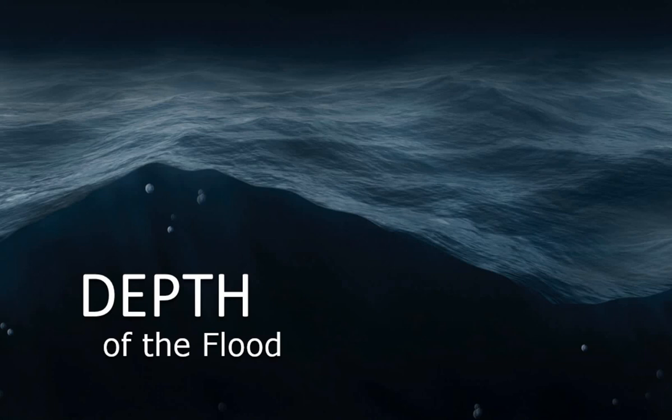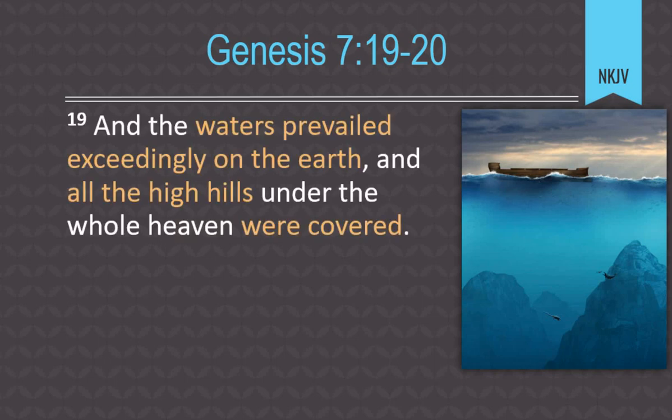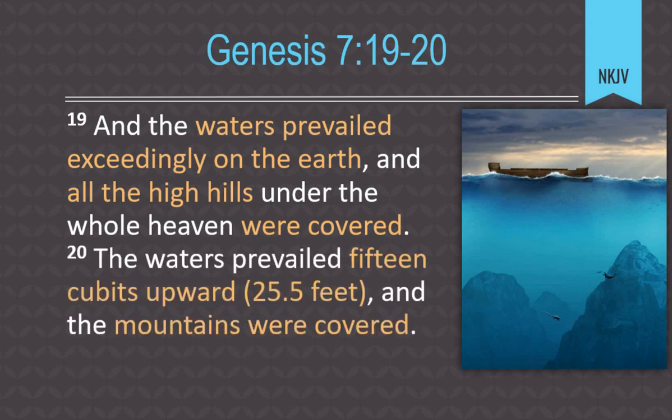The depth of the flood, we talked about this last week, but I want to hit it again. And that's described in Genesis chapter 7, verses 19 and 20. And it says, "And the waters prevailed exceedingly on the earth, and all the high hills under the whole heaven were covered. The waters prevailed 15 cubits upward, and the mountains were covered." So 15 cubits turns out to be 25.5 feet above the highest mountains. And here's a picture of what the ark would look like floating safe above all the flooded waters.